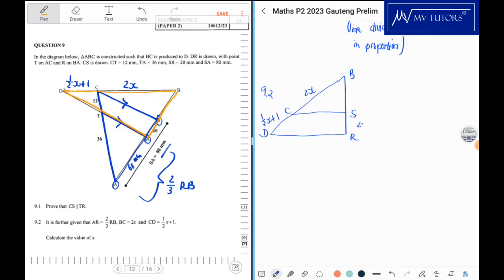RS is 20, and we were told that AR is 2/3 of RB. Let's see. So 2/3 of RB. Because we do need RB so that we can get SB. Okay, just write that out nicely, so that I can use the proportionality theorem and then we can solve. Alright, so now AR, I know it's 60. And then if I need RB, I'm just going to multiply it by 3 over 2.